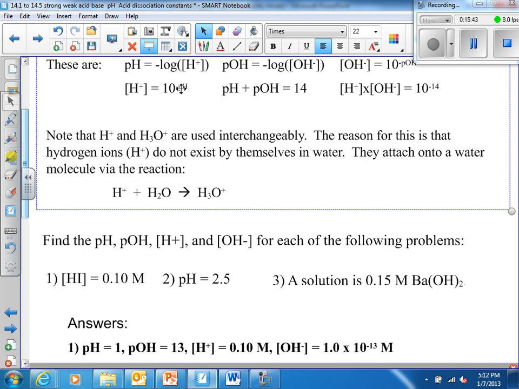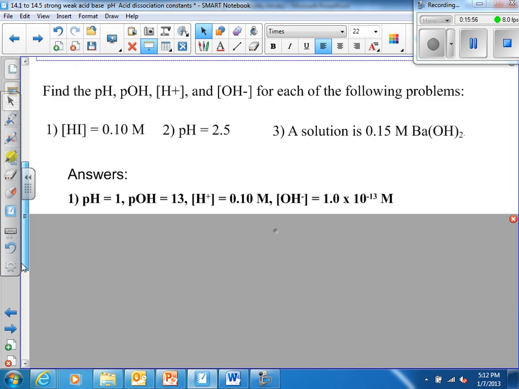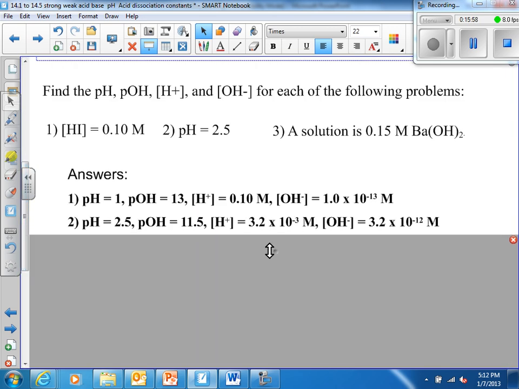H+ is 10 to the negative pH, or it was given to us already. H+ right here is 0.10 molar. And OH minus, I could do 10 to the negative pOH, or I could use this equation. Both give you the same answer. Okay, number two, hopefully straightforward. You just use those four equations. You're given pH. You can calculate pOH from that. Use H+ is 10 to the negative pH. OH minus is 10 to the negative pOH.